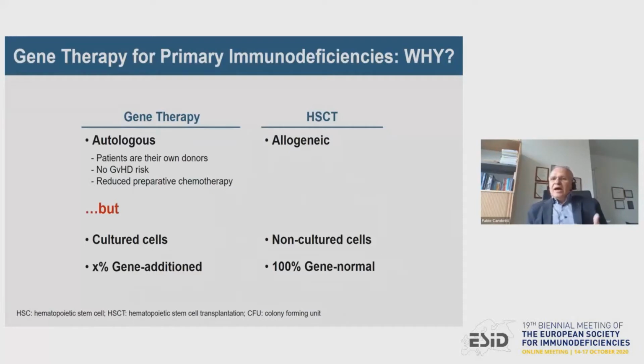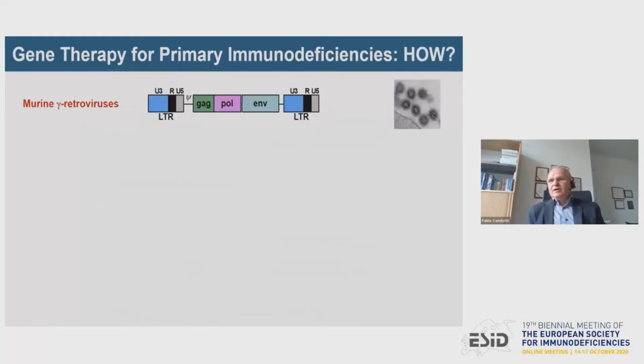So, how do we do gene therapy? In order for the genetic corrections to be long-lasting, we need to use tools that allow for a stable integration of the correcting genetic material into the target cells. From the very beginning of gene therapy for immunodeficiencies, these tools were based on viruses.